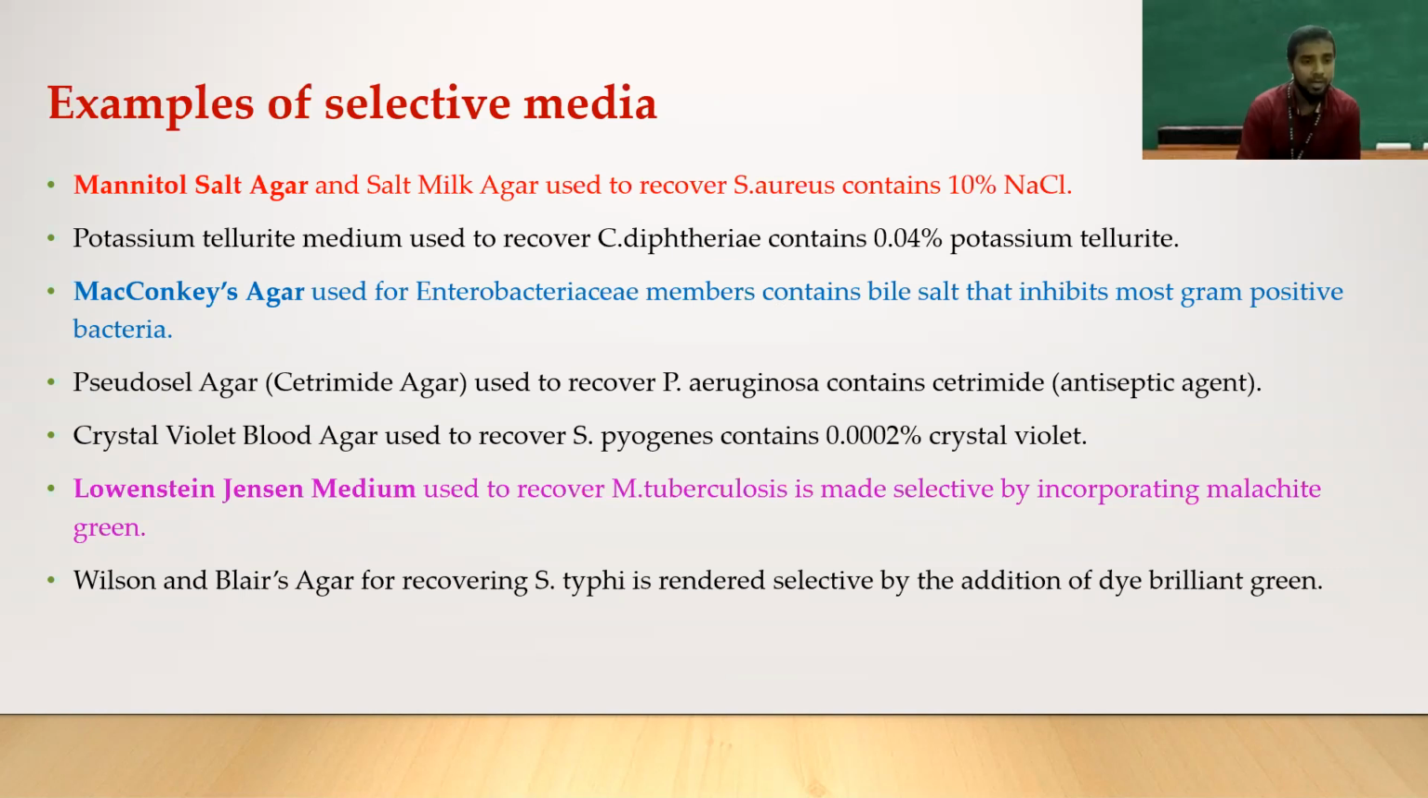Potassium tellurite medium is used to recover Corynebacterium diphtheriae and contains 0.04% potassium tellurite. The presence of this compound at 0.04% helps the diphtheria bacterium to recover if it is going down or dying. The next is MacConkey's agar, used for Enterobacteriaceae members. It contains bile salt that inhibits most gram-positive bacteria and simultaneously favors the growth of gram-negative bacteria.